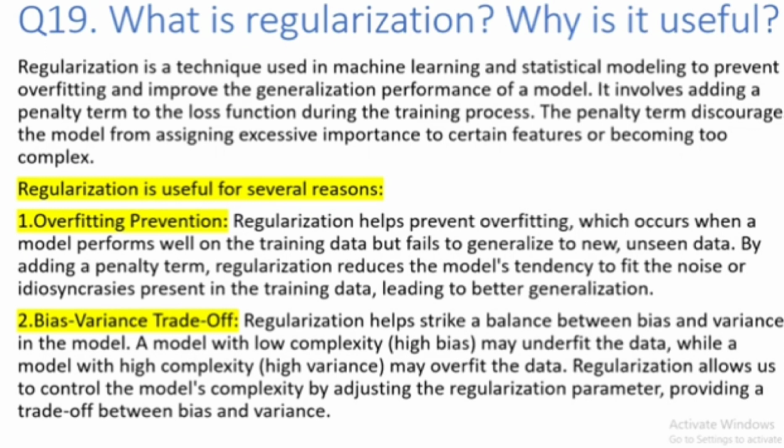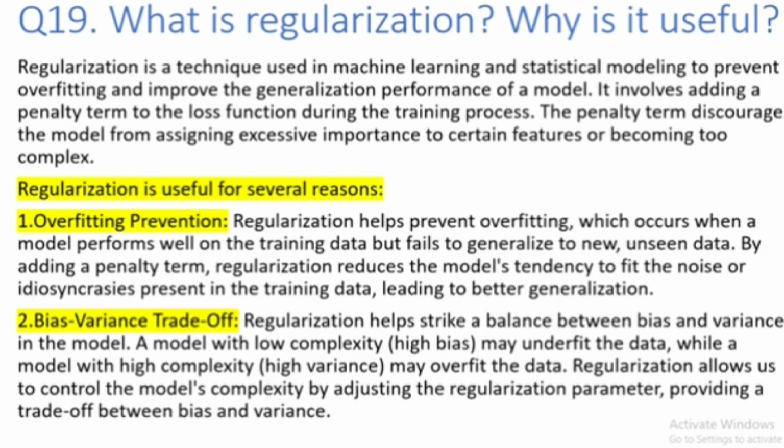The penalty term discourages the model from assigning excessive importance to certain features or becoming too complex. Regularization is useful for several reasons. Number 1. Overfitting prevention. Regularization helps prevent overfitting, which occurs when a model performs well on training data but fails to generalize to new unseen data.